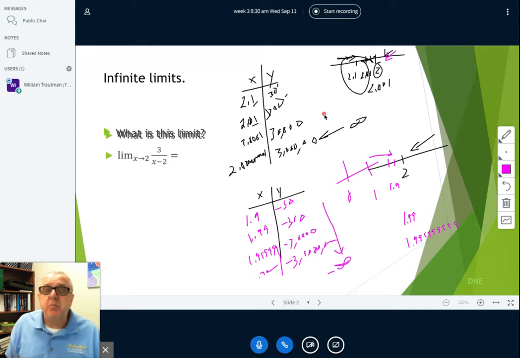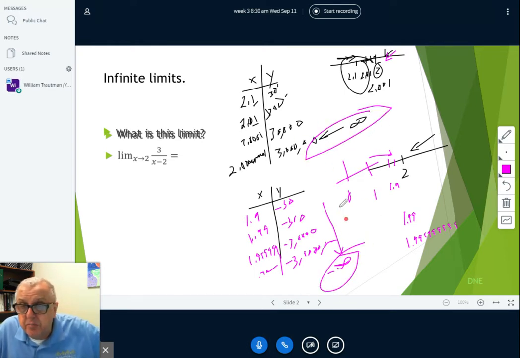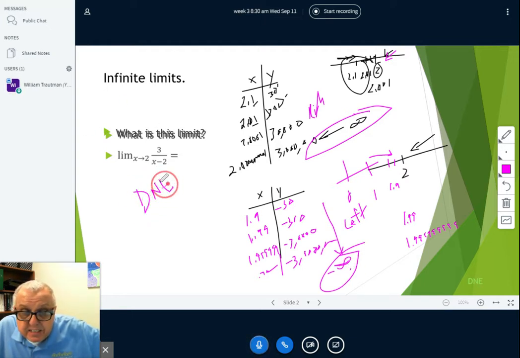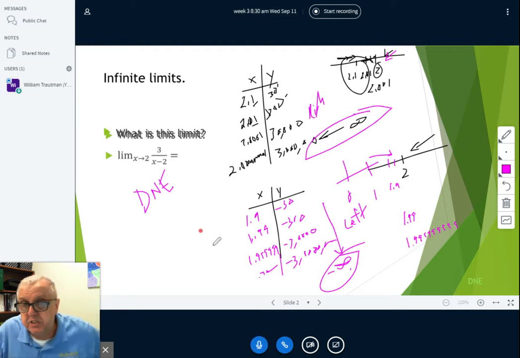So if they both approach positive infinity, then for infinite limits, the limit would be positive infinity. But since from the left and the right they approach two different things, and this is from the left, since one side approaches positive infinity and the other side approaches negative infinity, then the limit does not exist. But if they both approach negative infinity, then the limit exists and it would be positive infinity or negative infinity, whichever one it would be.